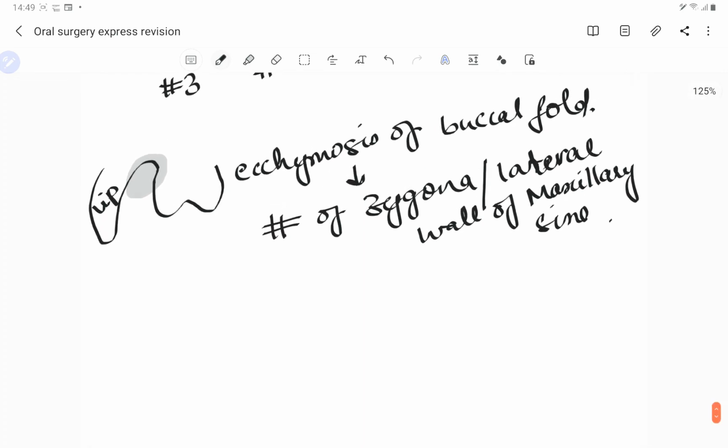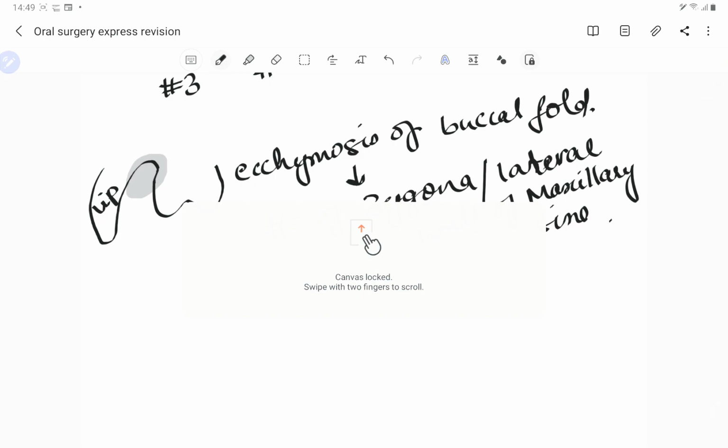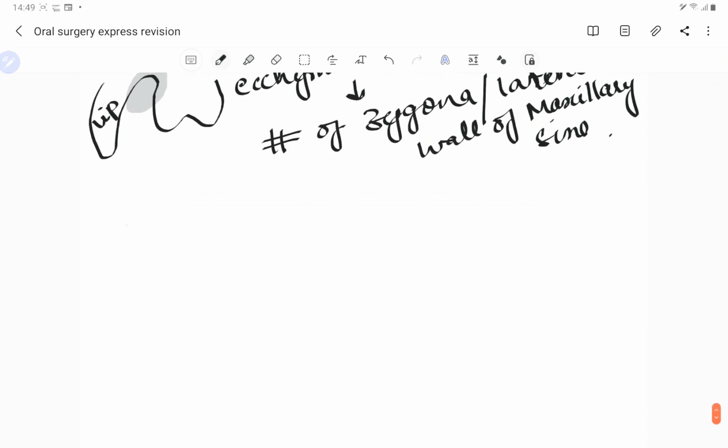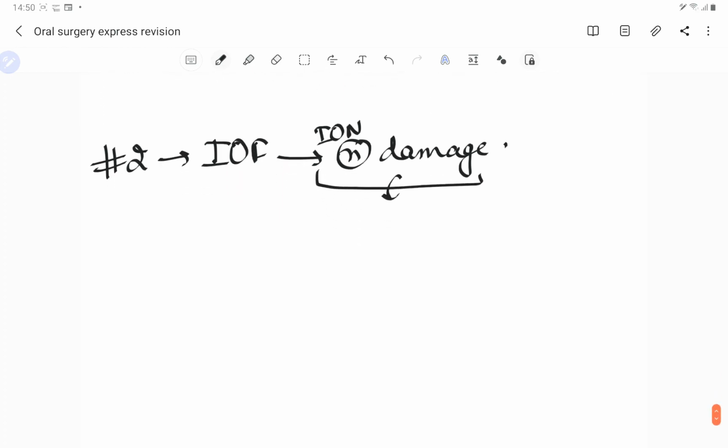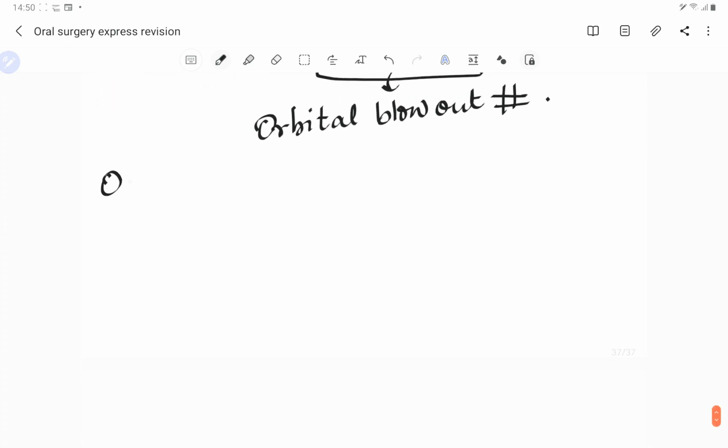Also guys, we have to check for the nerves. In case of a Lefort-2 fracture, we know that it passes close to the infraorbital foramen. So in case of a Lefort-2 fracture, it passes through the infraorbital foramen. In that case, there can be infraorbital nerve damage, right? So that also we have to look for. Infraorbital nerve damage can also be a result of any orbital blowout fractures, when the whole of the orbit is blown out after some injury. Or we have to check for injury to the oculomotor nerve as well.